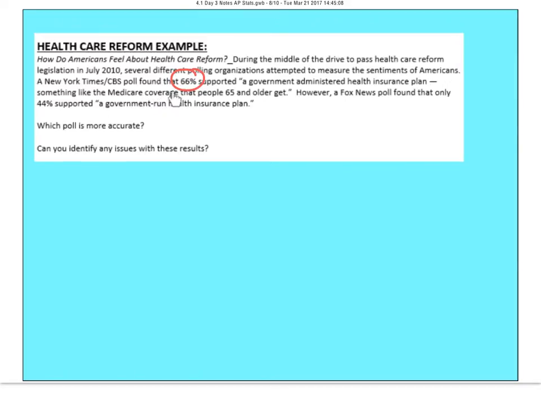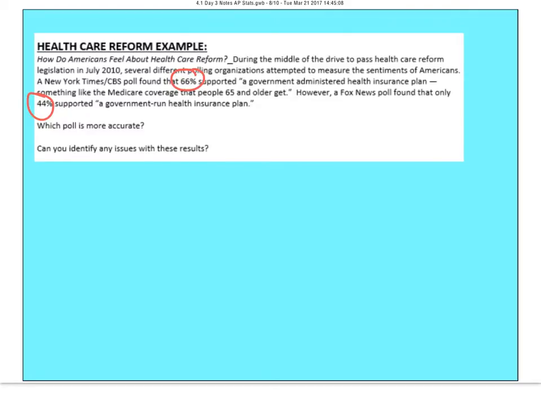Something like Medicare to cover people 65 years or older. However, a Fox News poll found that only 44% supported the health care plan. Which poll is more accurate? How can you identify any issues with these polls?